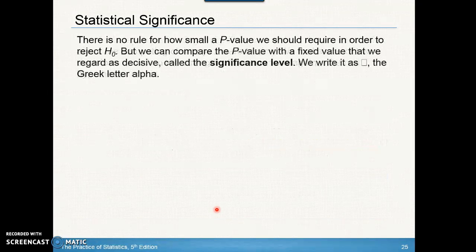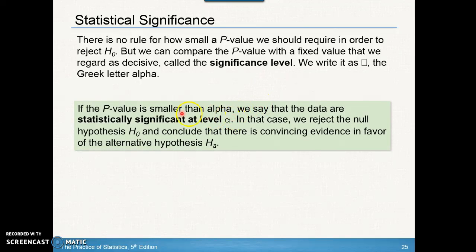Okay, basically there's no rule for how small a p-value should be in order to reject the null. But what we do is we choose a significance level to compare the p-value to. We write it as alpha. It's the Greek letter alpha, and it's down here. So if the p-value is smaller than alpha, we say that the data is statistically significant at some specific level of alpha. In that case, we reject the null and conclude that there is convincing evidence in favor of the alternative.